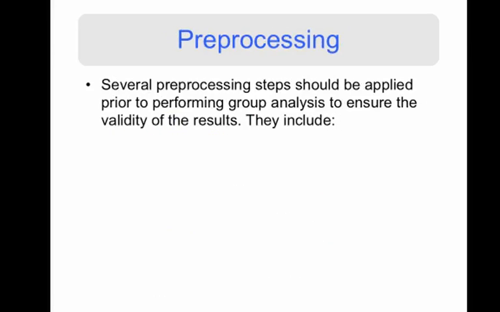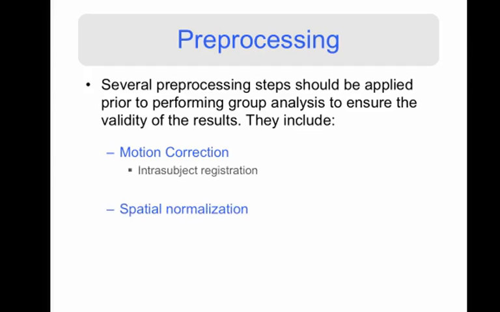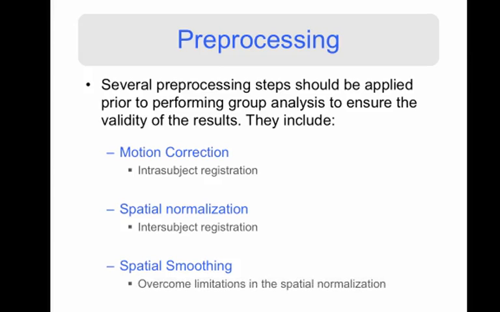In order to perform multi-level models in fMRI, several pre-processing steps should be applied prior to performing the group analysis in order to assure the validity of the results. And they include motion correction, which is intra-subject registration, spatial normalization, which is inter-subject registration, and spatial smoothing, which overcomes some of the limitations in spatial normalization.